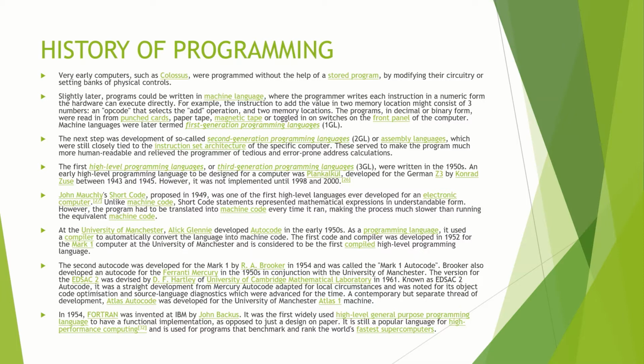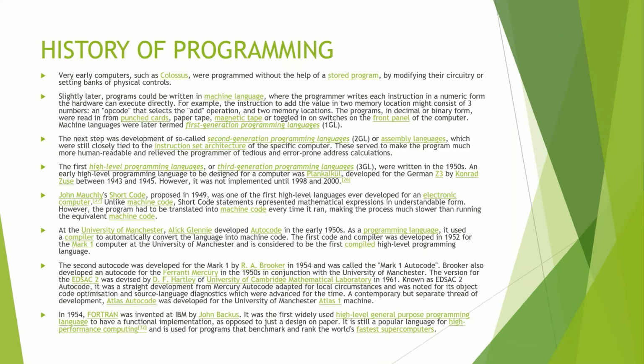So let's start. Very early computers such as Colossus were programmed without the help of a stored program, by modifying their circuitry or setting banks of physical controls. Slightly later, programs could be written in machine language, where the programmer writes each instruction in numeric form that the hardware can execute directly. For example, an instruction to add the values in two memory locations might consist of three numbers: an opcode that selects the add operation, and the two memory locations. The program, in decimal or binary form, was read in from punched cards, paper tape, magnetic tape, or toggled in on switches on the front panel of the computer.